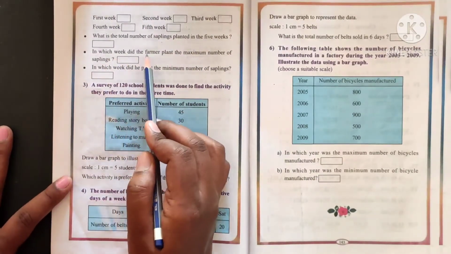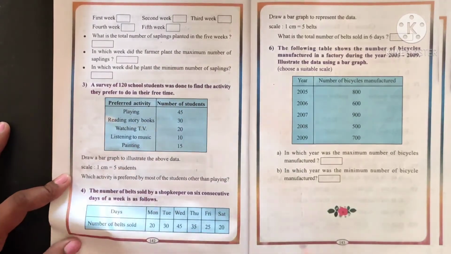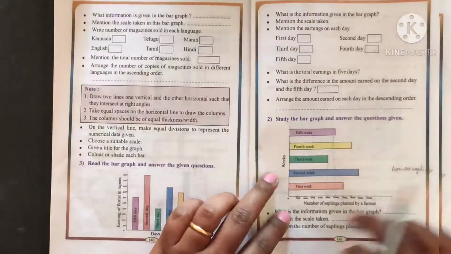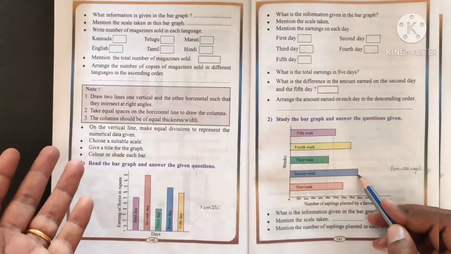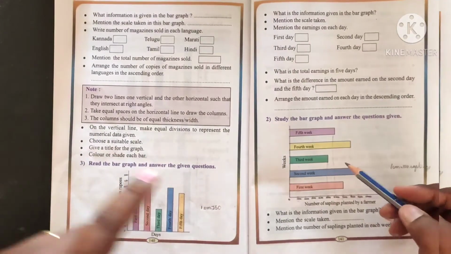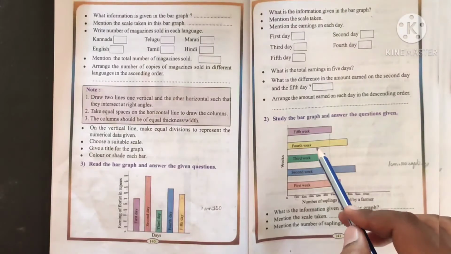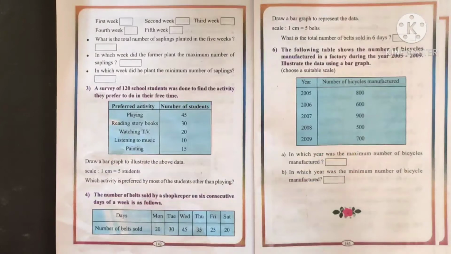In which week did the farmer plant the maximum number of saplings? In the second week. In which week did he plant the least number of saplings? He planted the least number of saplings in the third week. The answers for the remaining 3 will be given in the PDF, but I'll explain the problems.